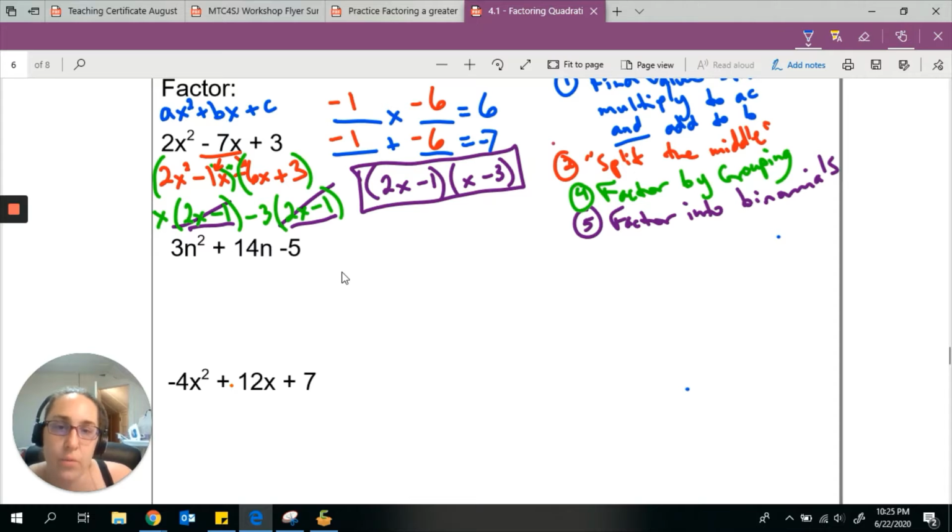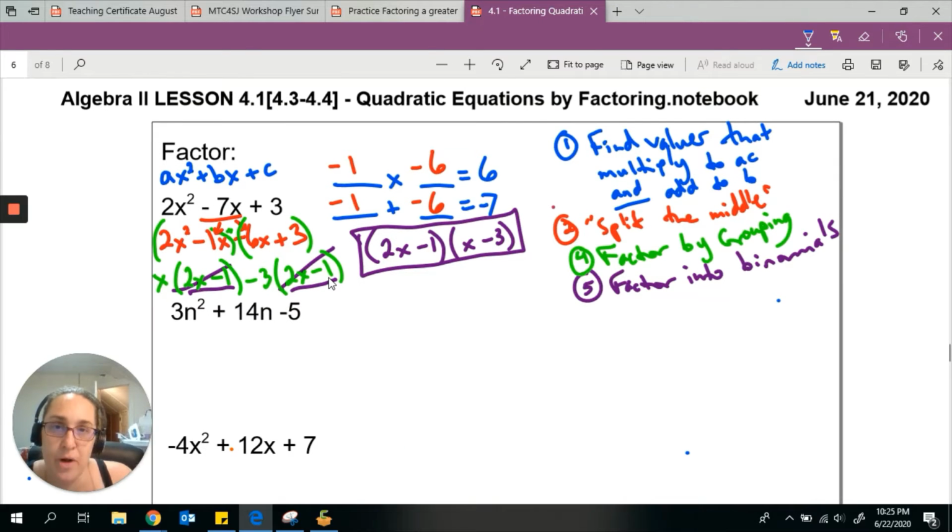Okay, so we left off with this previous example. I'm going to do another example. I'm going to stitch these videos together so this will seem like it's just right away. So we have this 3n squared plus 14n minus 5. And if we look back at that first step, again, we're finding values that multiply to give us AC and add to give us B.